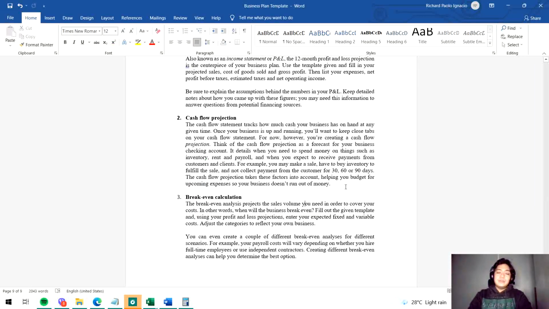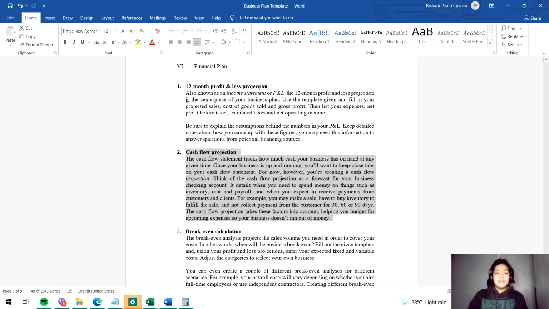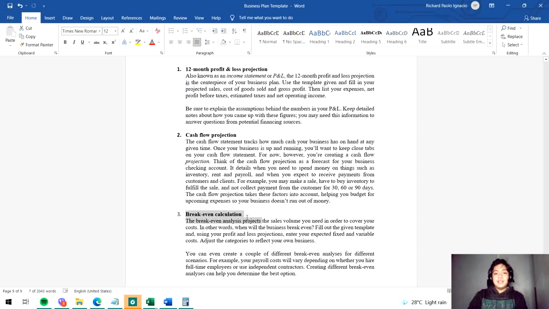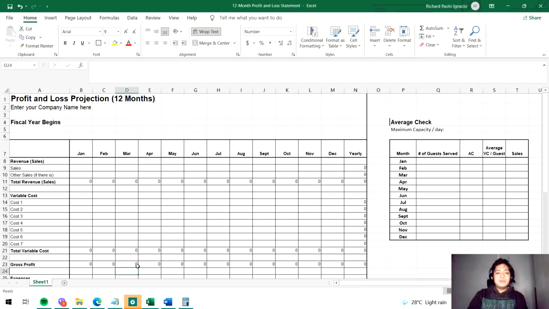here. I decided to remove cash flow projection kasi when it comes to business plan proposals or starting up your own business, hindi ganoon ka-essential yung cash flow projection. Essential siya pag nag-ooperate na ang business ninyo, pag ongoing na. So in this case, I will just remove cash flow projection and we will just focus on income statement or yung P&L natin, tinatawag, and yung break-even point natin or break-even calculation. So without further ado, let's begin.